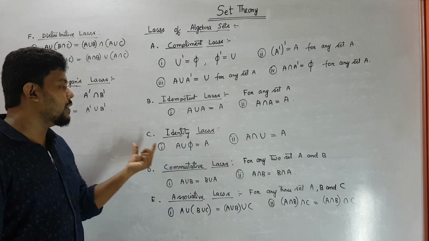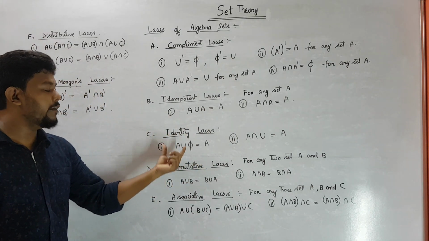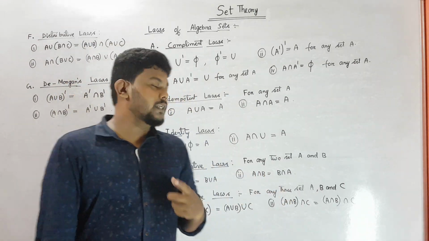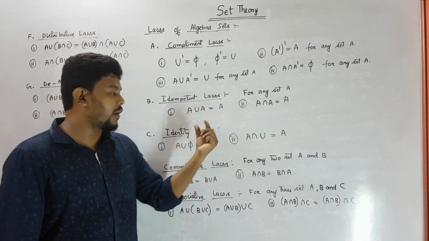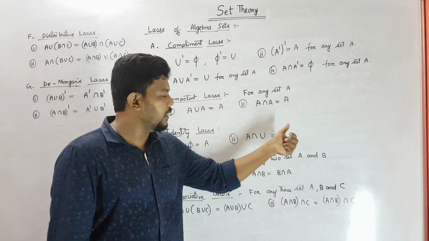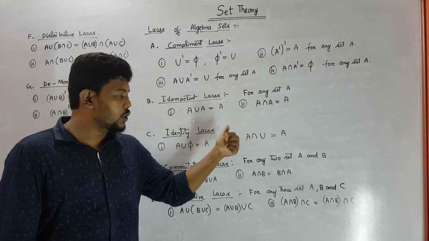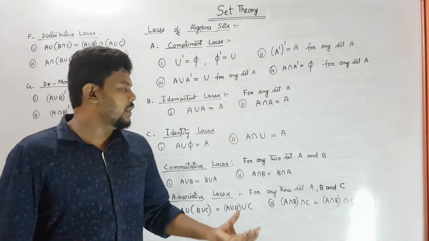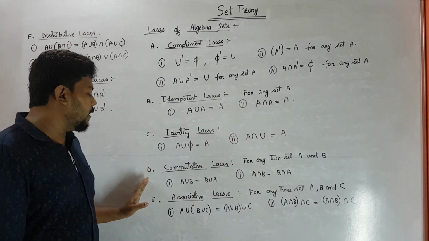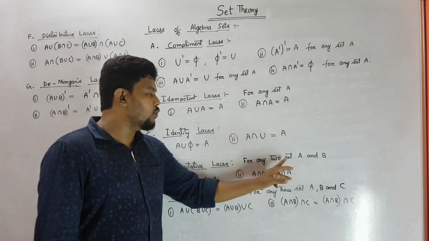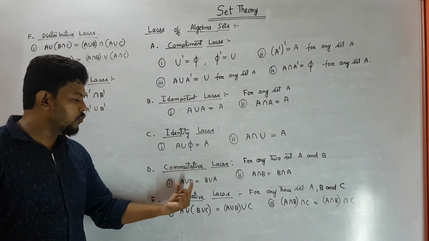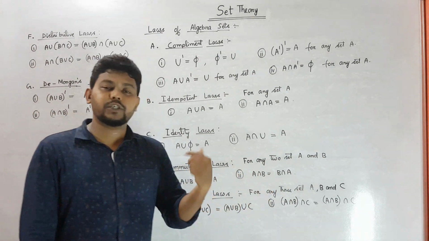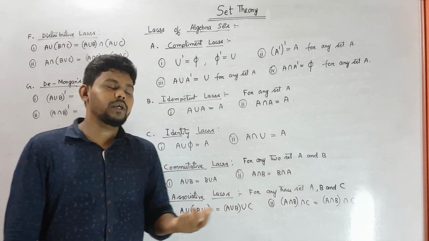This is number C, identity law. It denotes A union phi. If I find the union of a set A with a null set, you will get capital A. And number 2, if you find A intersection U, you will get A. If you find the intersection of A and the universal set, the largest possible set of mathematical discussion, the common will be capital A. Number D is commutative laws. For any two sets capital A and capital B, if I find the union of A and B and the union of B and A, it will be equal. Similarly, if I find the intersection of A and B and B and A, it will always be equal.